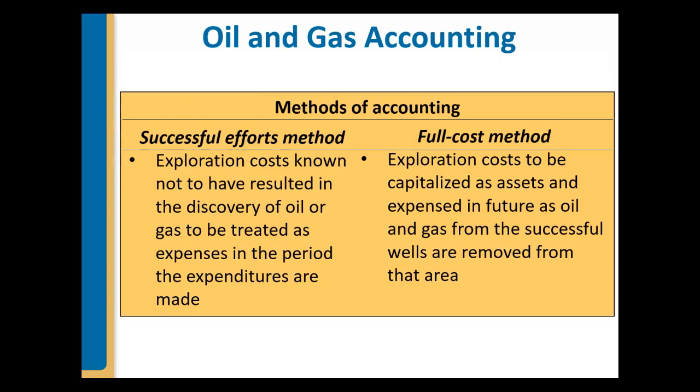There are 2 generally accepted methods that companies can use to account for oil and gas exploration costs. The successful efforts method requires that exploration costs that are known not to have resulted in the full discovery of oil or gas, sometimes called dry holes, be included as expenses in the period the expenditures are made. The alternative, called the full cost method, allows costs incurred in searching for oil and gas within a large geographical area be capitalized as assets and expensed in the future as oil and gas from the successful wells are removed from that area. Both of these methods are widely used.